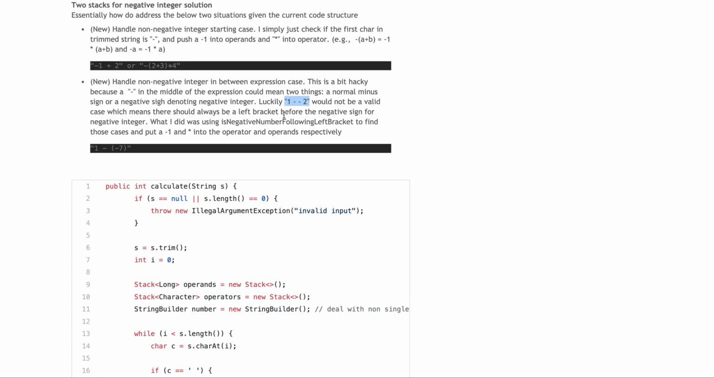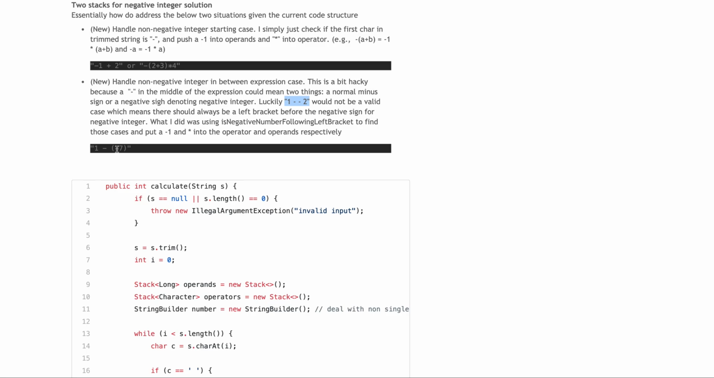You cannot write an expression like one minus minus two, that doesn't make any sense. You have to have a bracket. If you want to have a negative integer inside the expression, you have to have a bracket. The tricky part is that, unlike when the first character is negative, inside the expression a minus could very well mean just a normal minus operator, where you push it to the operator stack, or you compare the priority between different operators.